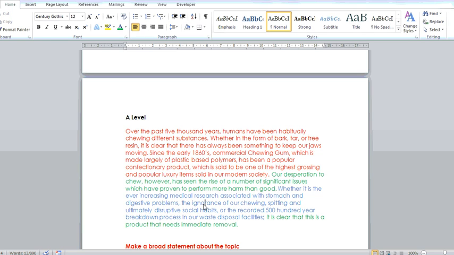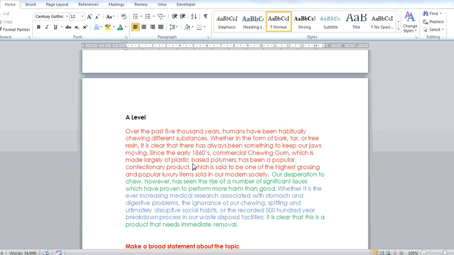Now, the last point I'll point out here is just a little bit about some of the features that are really required in the A level. And there's another video that tells you those features about the difference between A, B and C. But let's look at how we can actually build over some of these things. For example, we could say here, whether in the form of bark, tar or tree resin, it's clear that there's always been something to keep our jaws moving. This is actually a persuasive device. And the particular device that I would talk about is inclusivity, making us seem like we're all in this together, using words like our, makes us feel like a team, I suppose you could say.